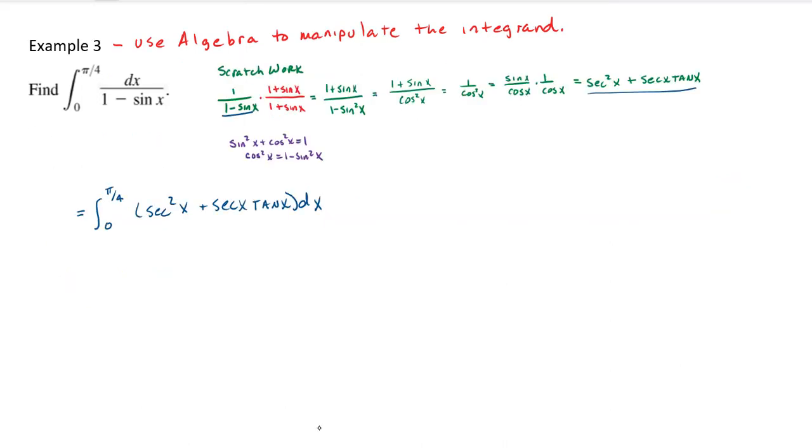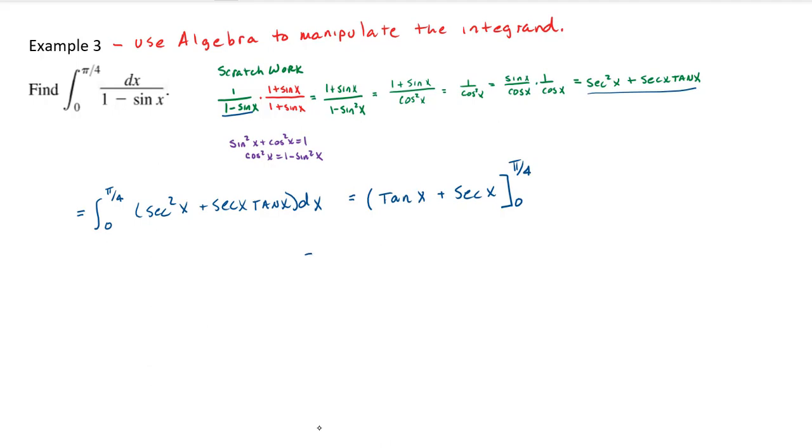I got us a little more room here now so we can actually finish this problem. When I integrate secant squared, what am I going to get? The integral of secant squared is tangent, since the derivative of tangent is secant squared. Do y'all remember that now? And then what's the integral of secant tangent? Secant. And our bounds go from 0 to pi over 4.